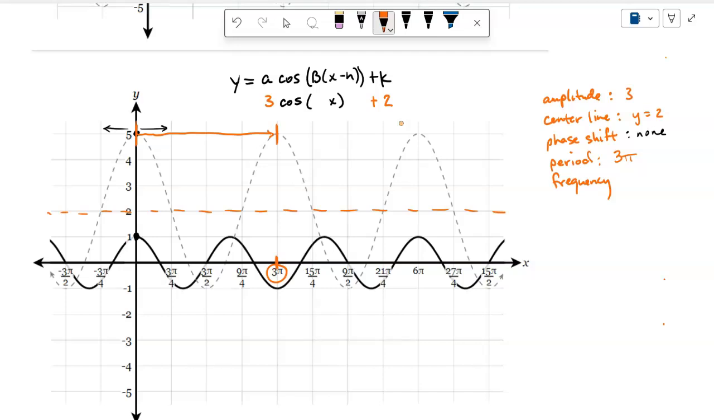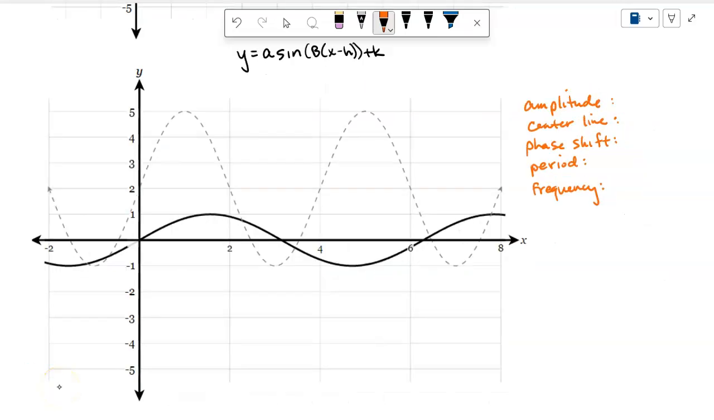And so in order to find my frequency, I'm just going to take 2 pi and divide it by the period that I found. That gives me 2/3. So in other words, I'm going to see 2/3 of a wave in a 2 pi period for this particular function. Plug that back up into the equation, and we've got our cosine function with an amplitude of 3, a vertical shift of 2, and a frequency of 2/3.